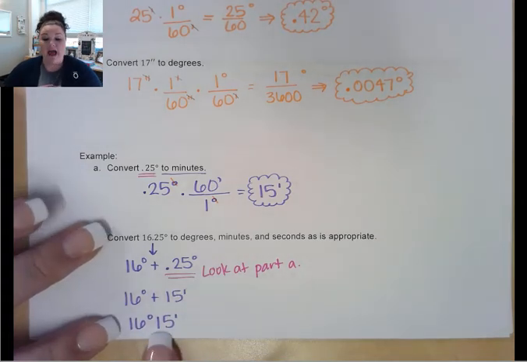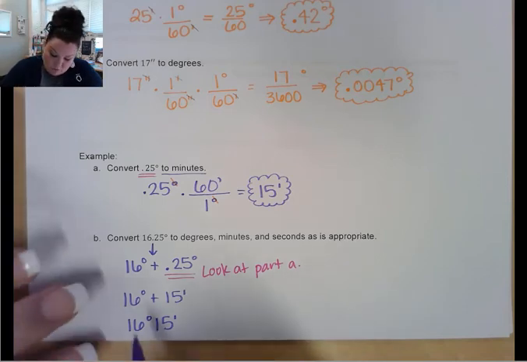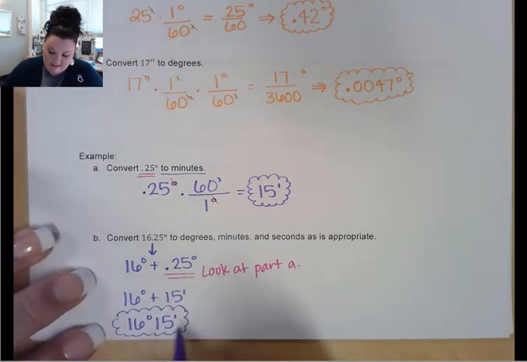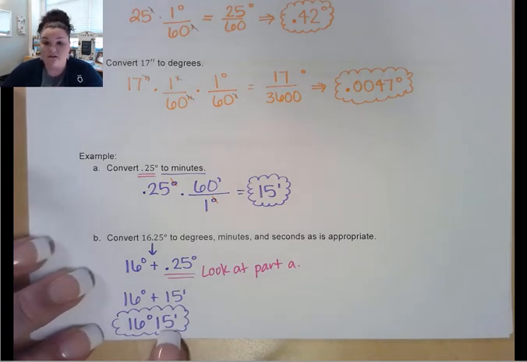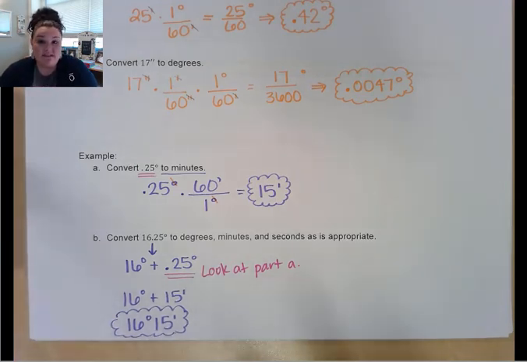And notice we don't have any more decimals. So we don't have any more partial pieces. We don't have any partial degrees. We don't have any partial minutes. So we're going to stop here. If I ended up with something funky like 15.5 minutes, then I could take that partial minute and break it down to seconds. But in this case, I don't have any more decimals, so I'm good. We can just stop there. Okay?